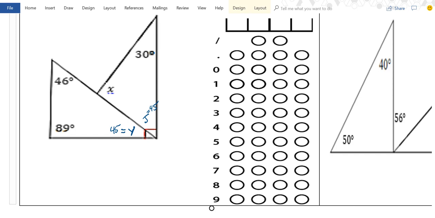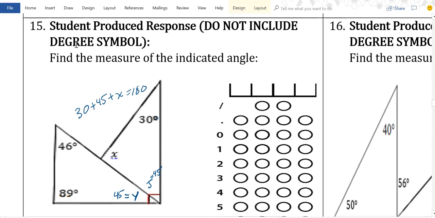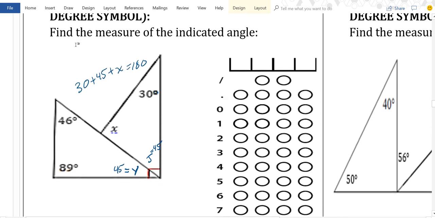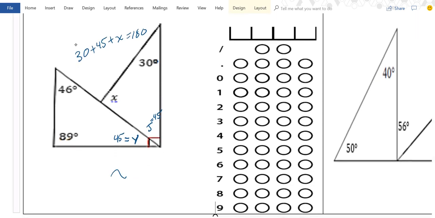And lastly here, so back to our sum of a triangle. So we have three angles inside the triangle. So if I did 30 plus 45 plus x, we could set it equal to 180. And then let's do some solving here. We will find our answer to be 105. So x is equal to 105.